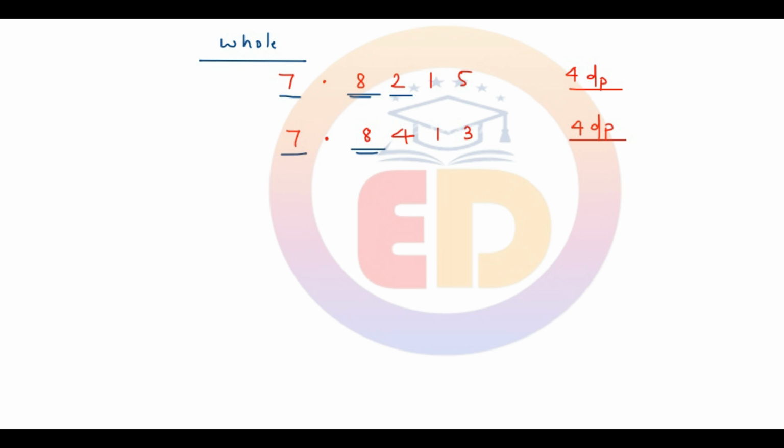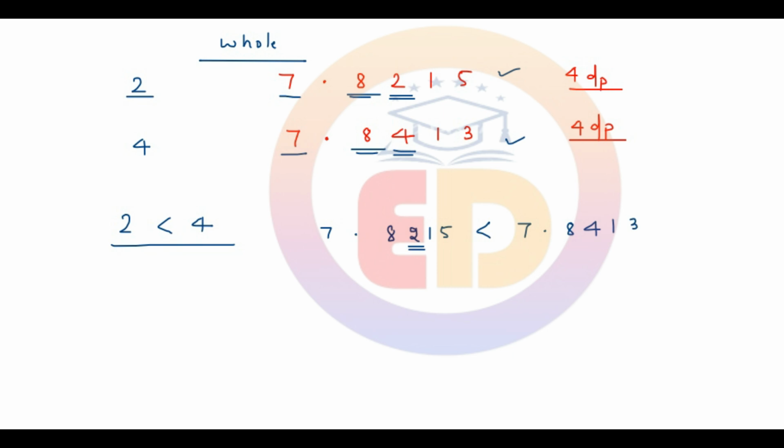The first decimal number hundredths place is 2. The second decimal number hundredths place is 4. So we see that the hundredths place of the first decimal number is 2 and the hundredths place of second decimal number is 4. Clearly 2 is less than 4. So the first decimal number will be smaller than the second decimal number. Per se, 7.8215 will be smaller than 7.8413 based on the comparison of hundredths place.